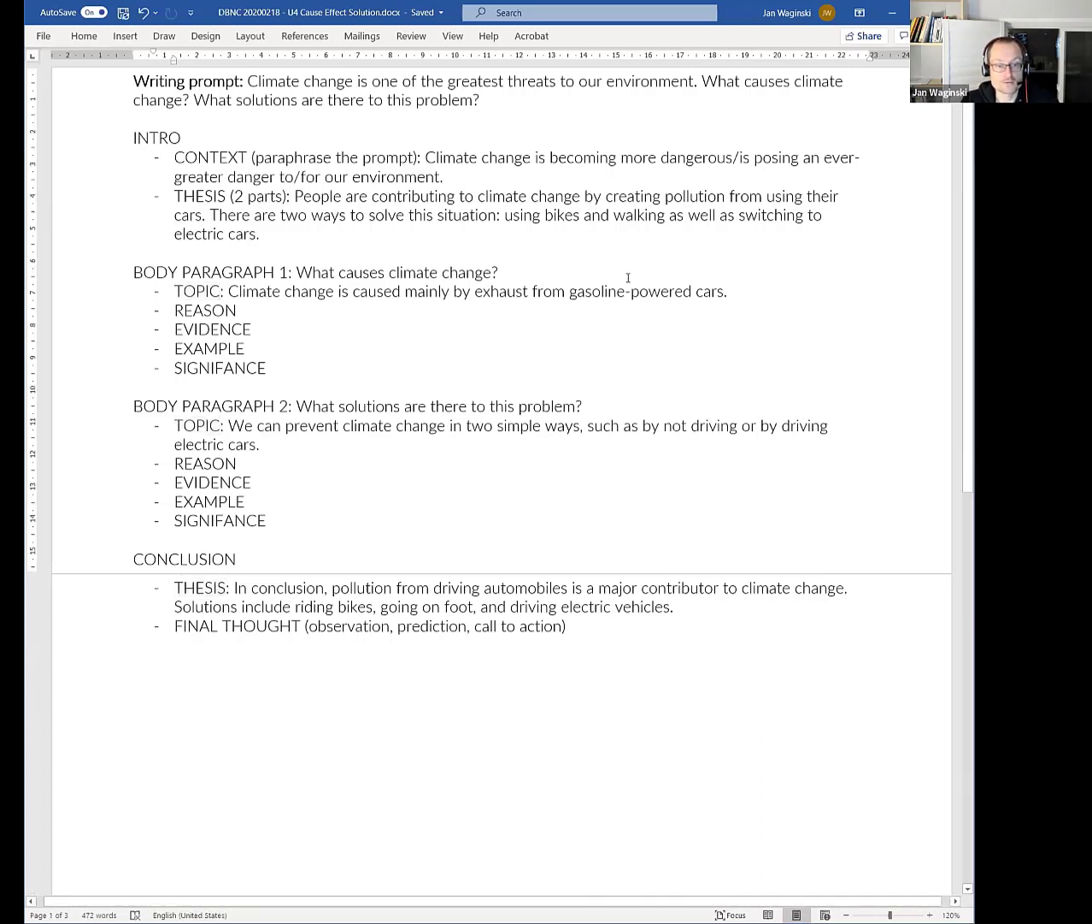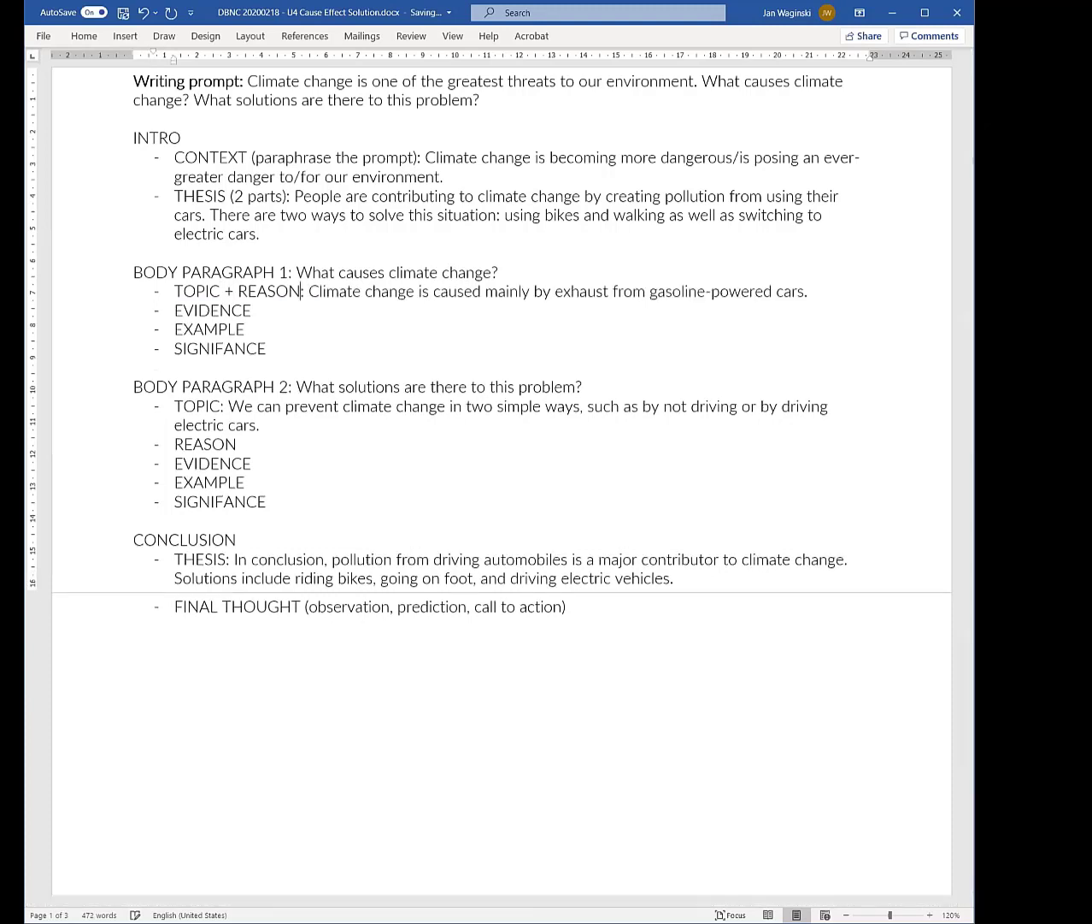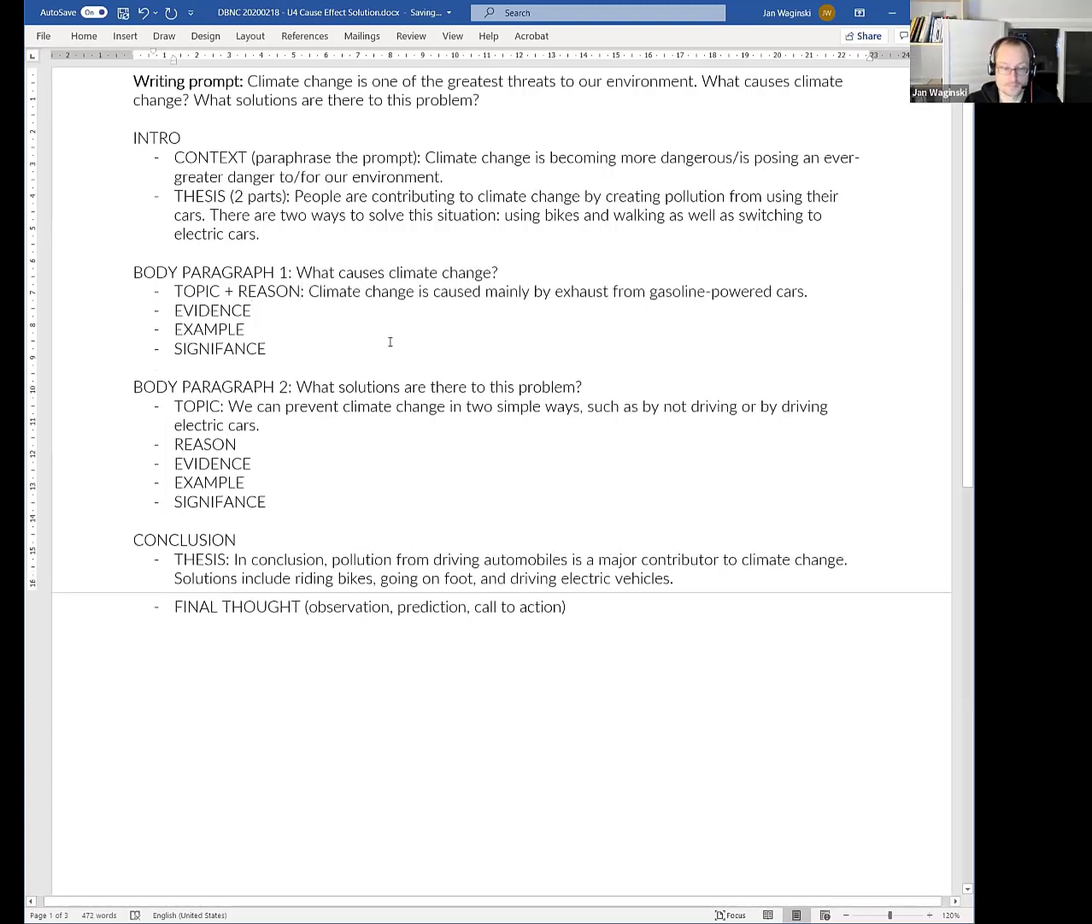Okay, tell me about Oksana. Climate change is caused mainly by exhaust from gasoline-powered cars. Tell me about that. Actually, I need to talk about the reason, right? Let's say this is the reason. Now we're going to expand on it. Topic and reason generally go in the same sentence. Okay. How do you know that? That's what evidence means. How do you know?